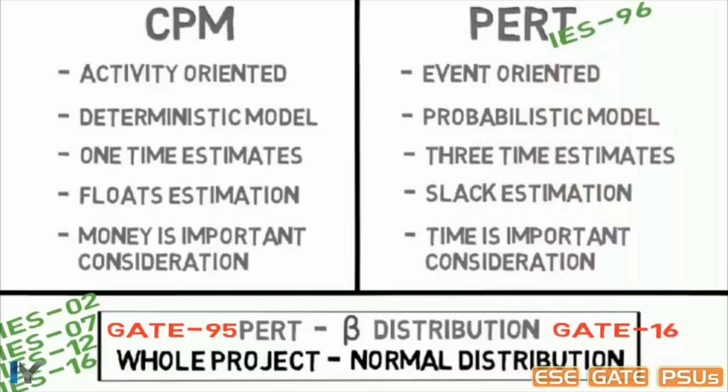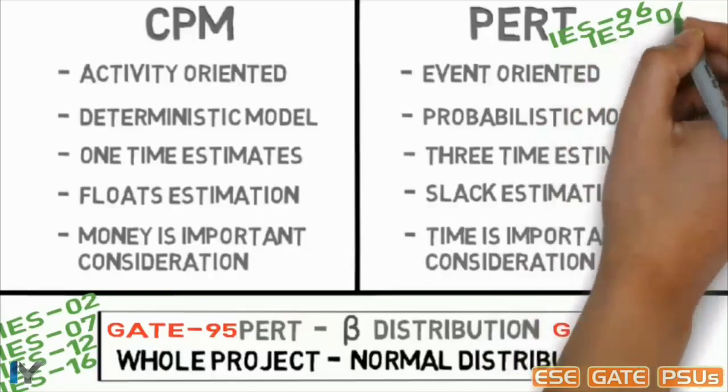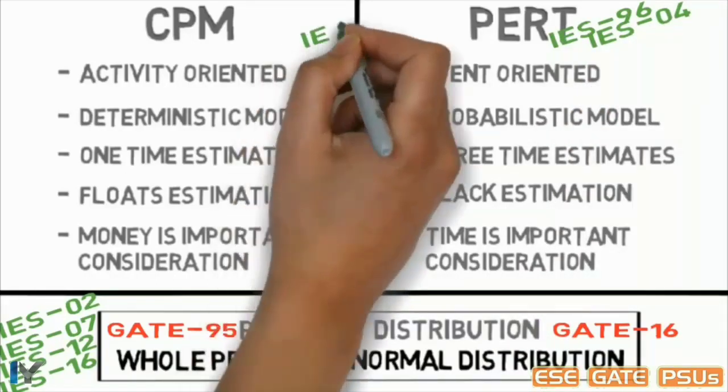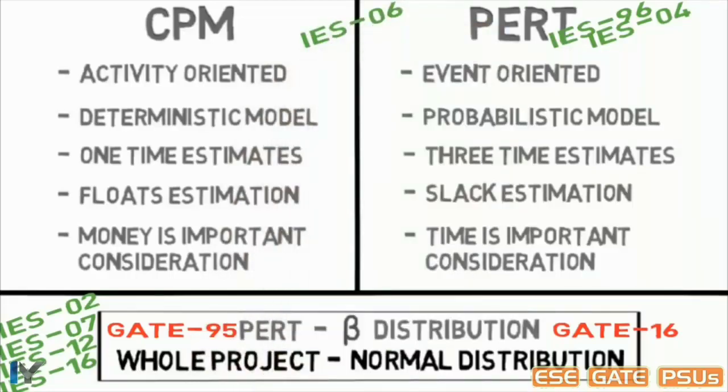And in ESE 2004, the question was, which of the following statements are true with respect to PERT? In ESE 2006, which of the following statements is correct regarding CPM PERT? In 2007, match the following was there regarding CPM PERT. And the second question was there asking, which of the following statements is not correct regarding CPM PERT? Third question was there from this topic asking, PERT considers which of the following time estimations? Optimistic, pessimistic, most likely time, all of the above.